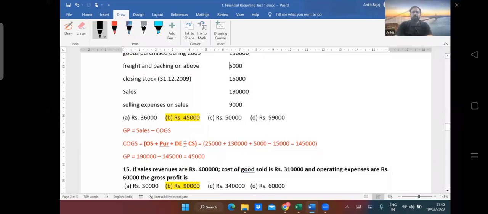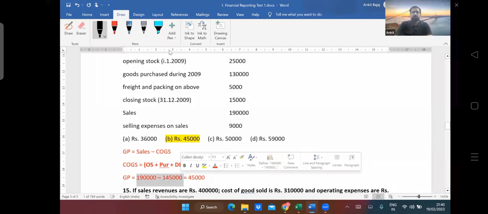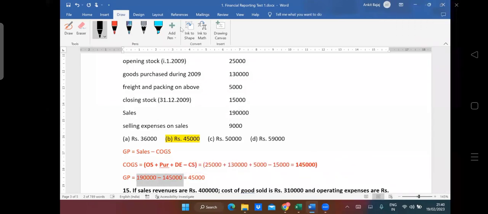So what is the formula? Opening stock plus purchase plus direct expense minus closing stock, and here you will get the COGS, that is 1,48,000 rupees, right? And what is the sales amount? Sales amount is given as 1,90,000. So if you do 1,90,000 minus 1,45,000, you will get the answer 45,000 rupees. That is the answer, and obviously this is going to be your gross profit.